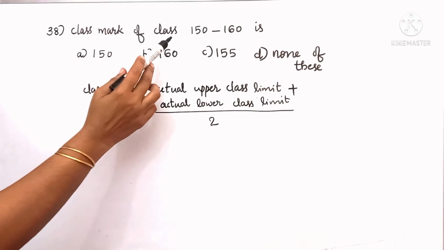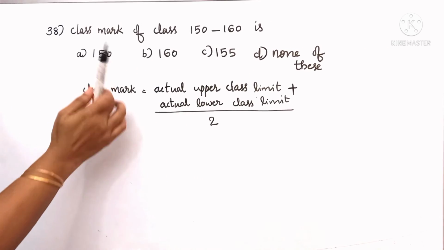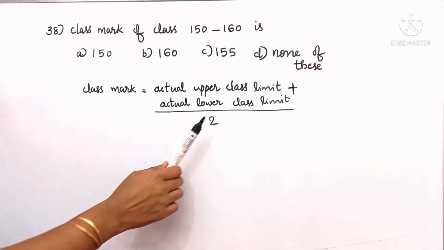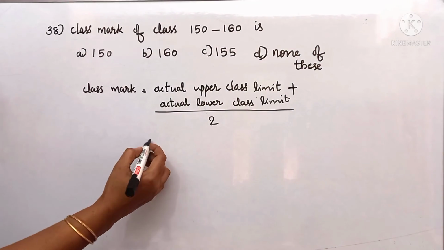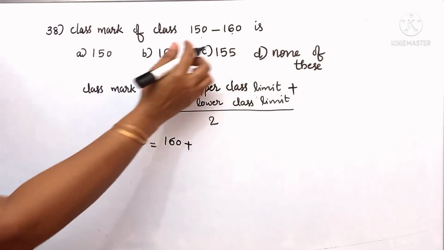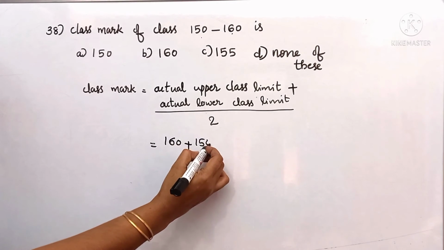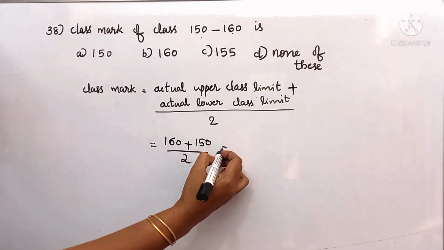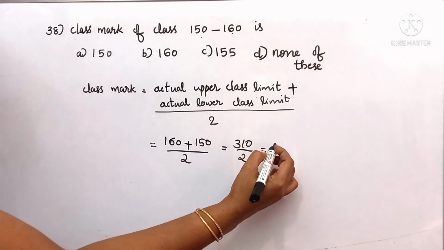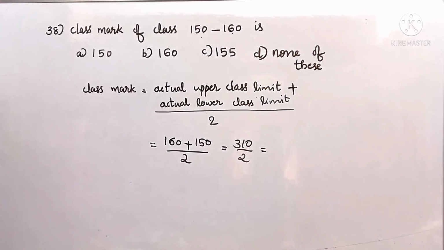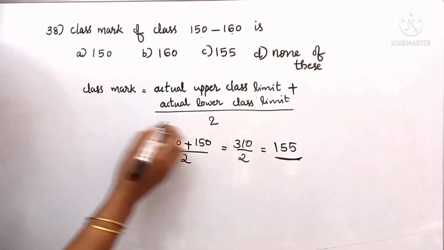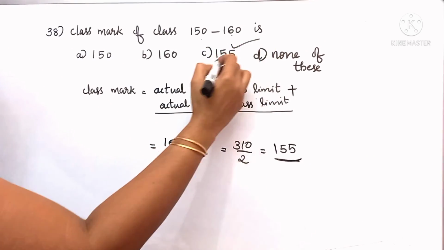Next question, class mark of class 150 to 160 is, options are given here. We know class mark is equal to actual upper class limit plus actual lower class limit divided by 2. Here actual upper class limit is 160, plus lower class limit is 150, divided by 2. That is 310 divided by 2, that is equal to 155. 155 is the class mark. So that is option C, 155.